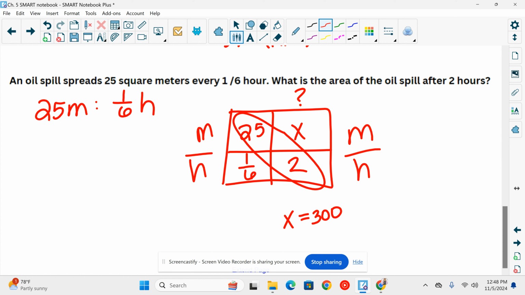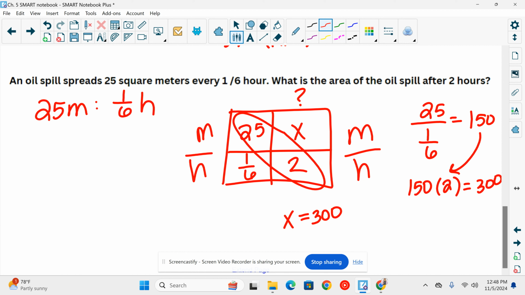So let's test to see if the value of the ratio works as well. Can I take 25 over 1/6, and what do I get? 25 over 1/6 gives me what? 150. Okay, I'm supposed to take that value now and multiply it by the number, and it gives me 300. So you get the same answer, just a different way.